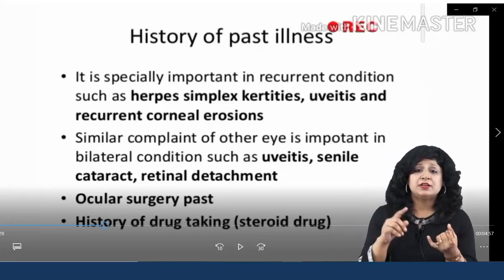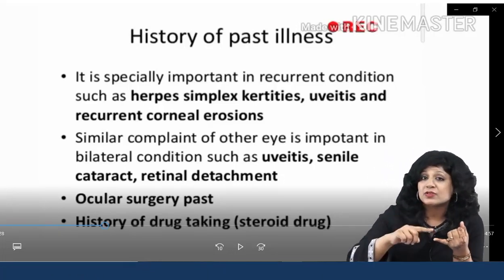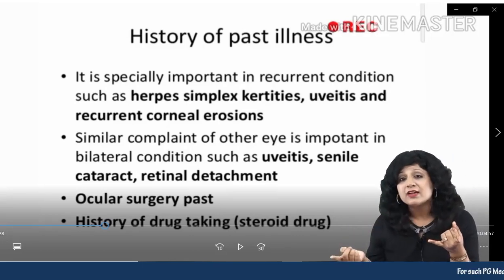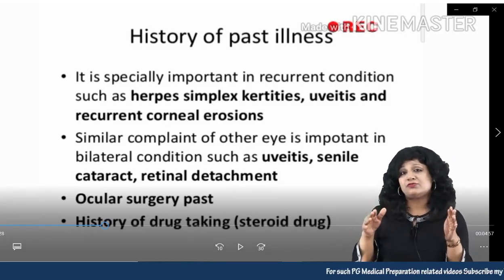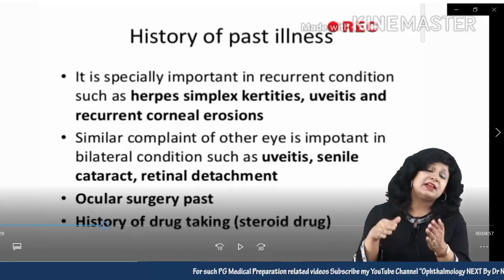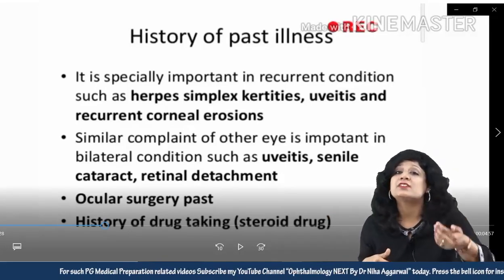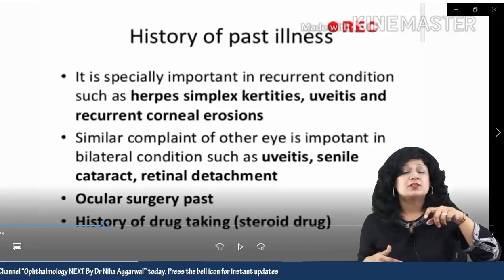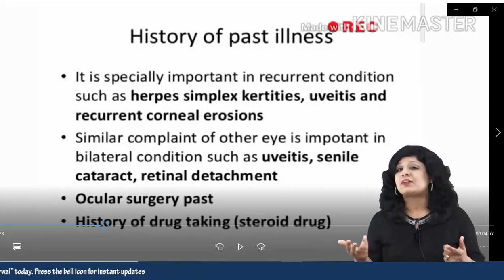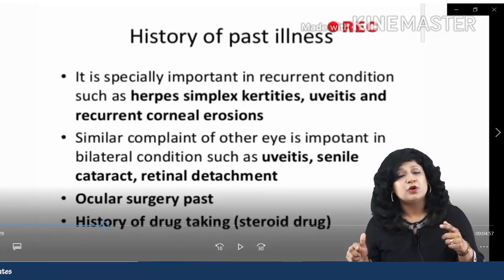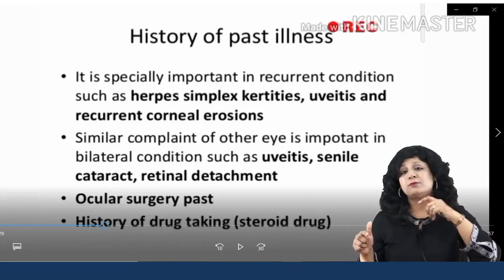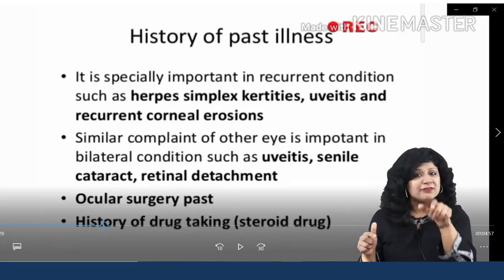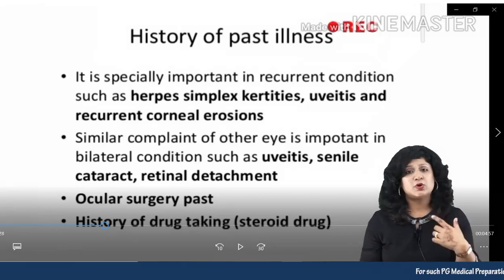Then you also have to see whether the patient is having a similar complaint in the other eye also, whether it is unilateral or bilateral. If it's a bilateral condition, then which eye is affected more? You have to ask the patient which eye is causing more problem. Like if I talk about cataract, which eye is having more problem? Obviously that will form a criterion for me to operate on that eye first, if I want to operate on both eyes.